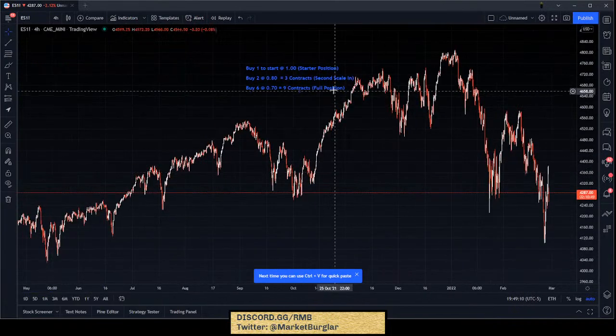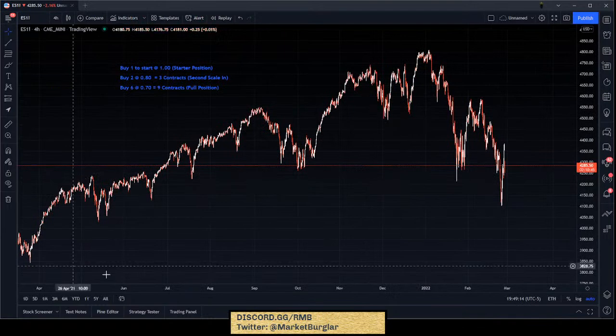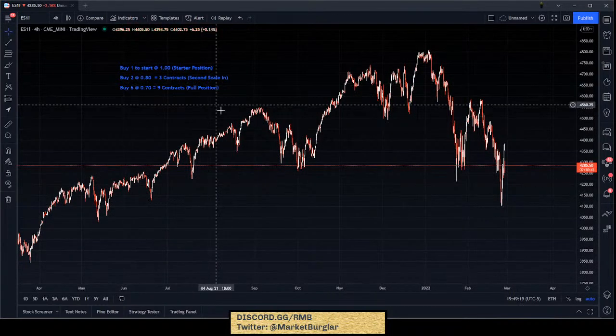My scale in method. I'm going to move this over here just in case anyone wants to see it later. You could just type in the chat, what's your scale in method.